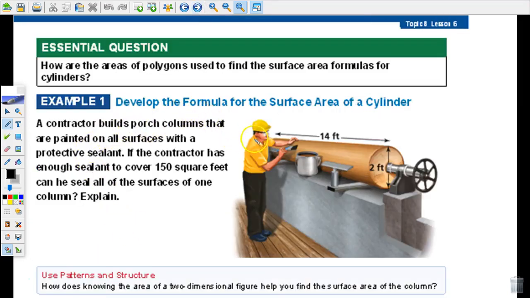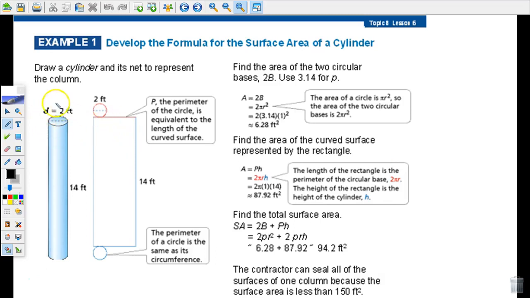Example 1, develop the formula for the surface area of a cylinder. A contractor builds porch columns that are painted on all surfaces with a protective sealant. If the contractor has enough sealant to cover 150 square feet, can he seal all of the surfaces of one column? Explain. So we see we have a height of 14 and a diameter of 2. Diameter equals 2. This height is 14.